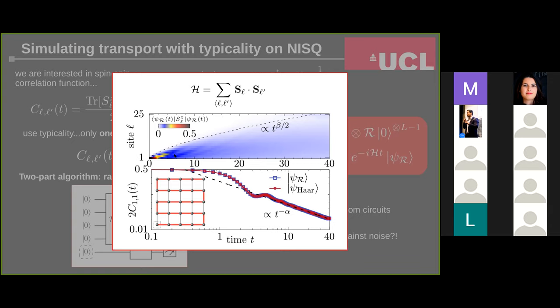And you see that this also decays with a power law at late times. And we also analyze this power law.